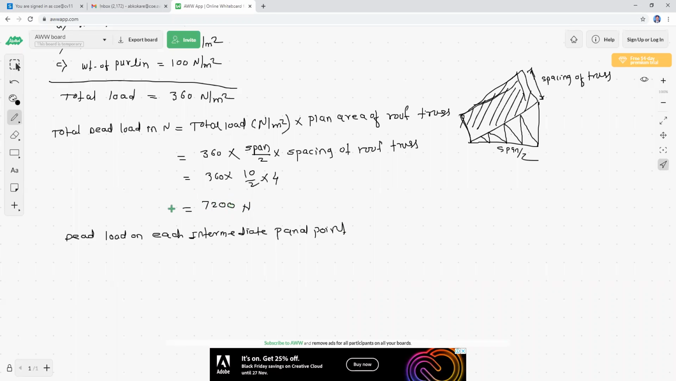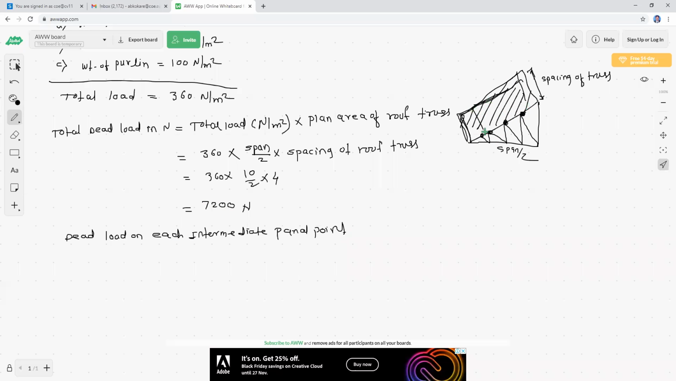Now this 7,200 Newton, this 7,200 load is the total load on the whole area. Are you getting? So this is the whole area where dead load is acting, this 7,200. But now we have to calculate the dead load on each intermediate panel point. It means the dead load on these particular panel points. So these are the panel points. So how much dead load is acting on this panel point?